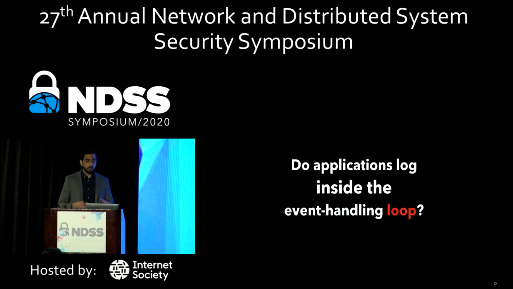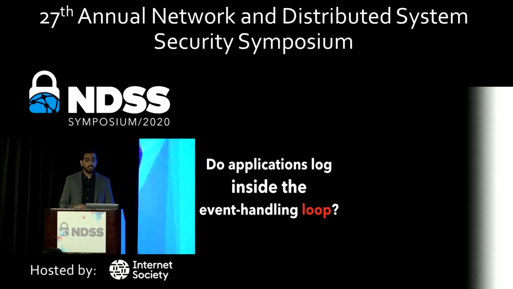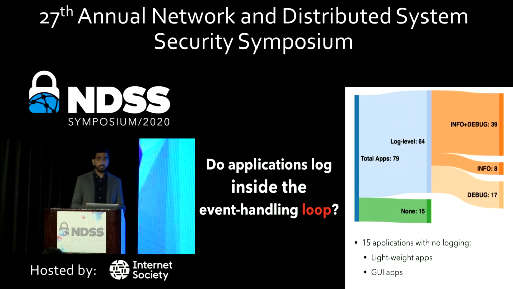But before we build the OmegaLOG, we asked ourselves a question: how many applications usually log something inside their event handling loop? So we took 79 Linux applications, and we looked into their man pages or source code to find out whether they are logging inside their event handling loop. We found out that 64 of these applications were either logging at info level or debug level, or at both of these levels, while there were 15 applications which weren't logging anything.